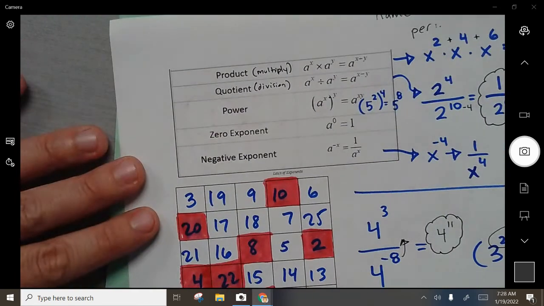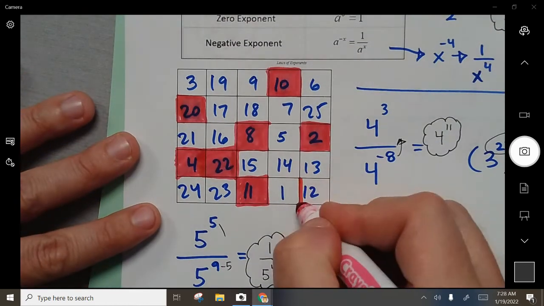Cross out 11. Did we already do 11? All right, cross out 12. We'll just go one more up.